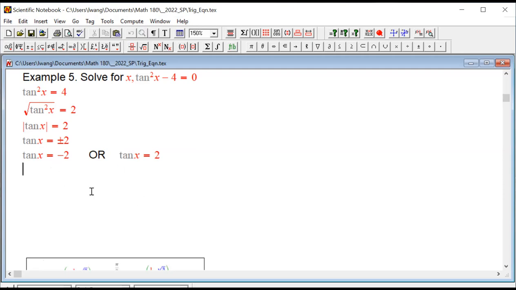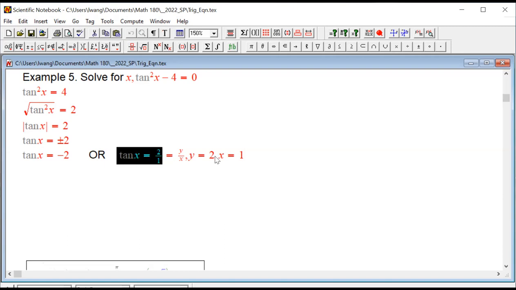Well, how to find these ratios? Not a special angle. What do we do? This really comes down to the definition. On the tangent part, it's really just y over x. So 2 can be seen as 2 over 1. And what does this tell us? It tells us y equals 2, x equals 1. I will show you how to show work. So that's for tangent equals 2.